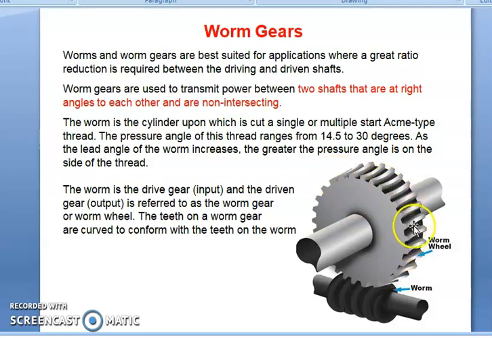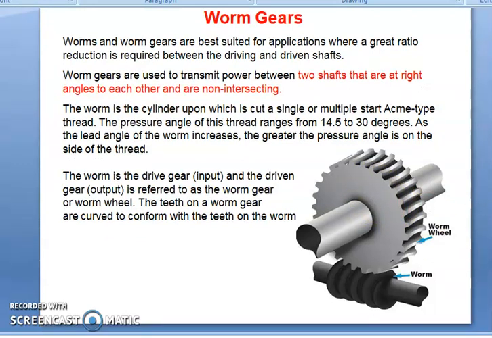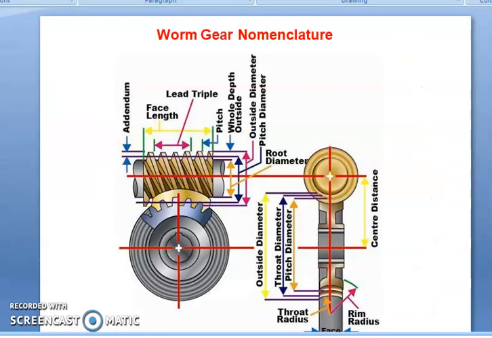The worm is the driver gear, which acts as the input, and the driven gear, which is referred to as the output, is called the worm gear or worm wheel. The teeth on the worm gear are cut to conform to the teeth on the worm. Then this is the nomenclature of worm gear. This is actually the worm and this is the worm gear.